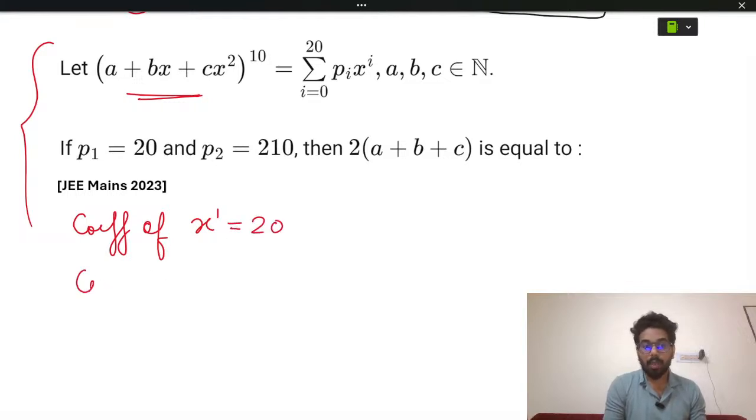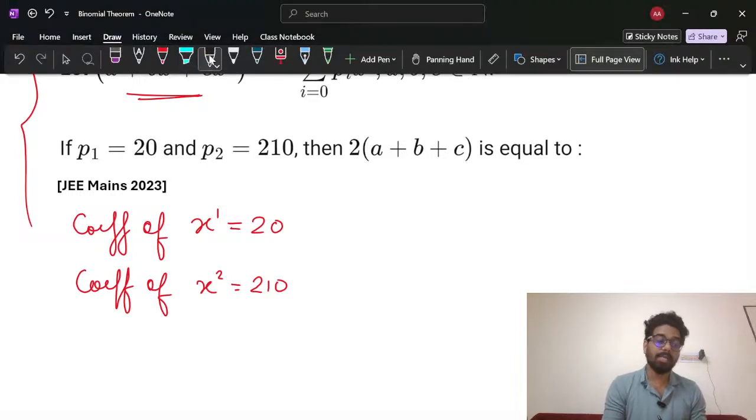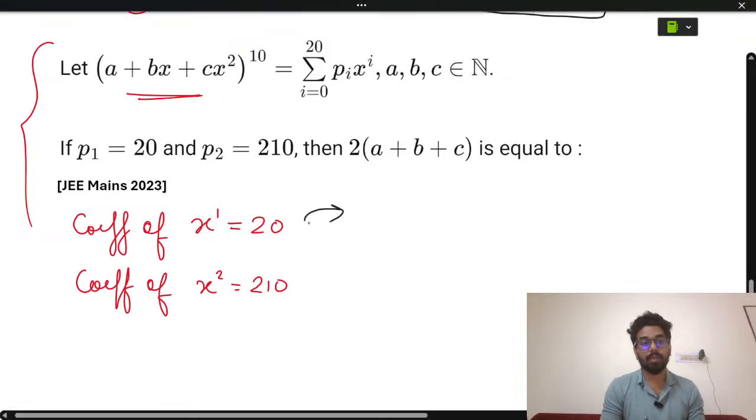Same way, the coefficient of x power 2 is 210. Because how do you get P2? If i is equal to 2, x power 2 will generate it. Okay. Now let's apply the thing over here.